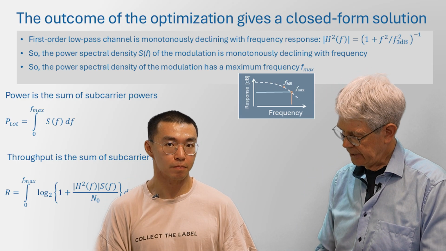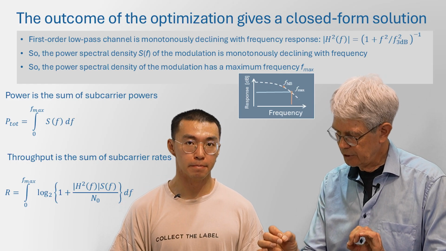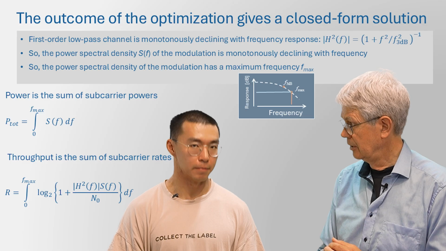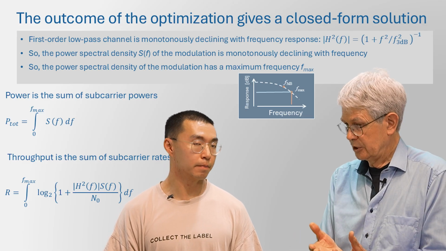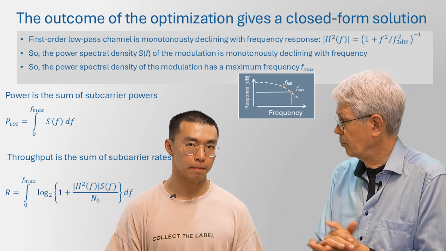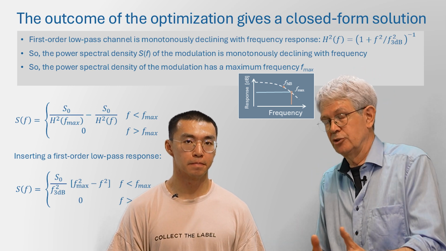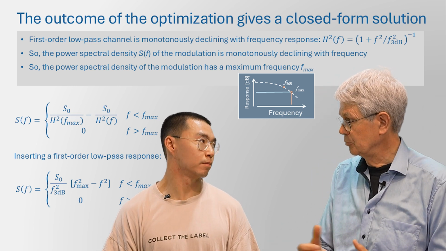Let me see if I understand that. So for every frequency component, water filling tells you how much power you should load there. Yes. And for the channel, I have an analytical expression, a first order low pass filter. So I can add that up, or rather solve the integral, if we assume it to be continuous.